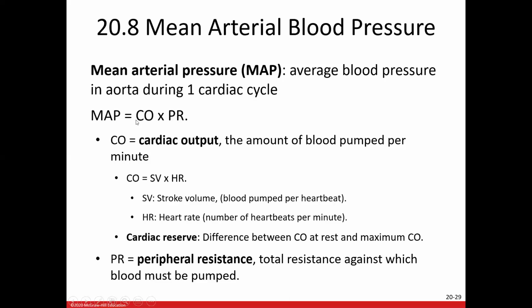So we have a directly proportional relationship. If we increase cardiac output, we increase mean arterial pressure. If we increase peripheral resistance, we increase mean arterial pressure, and vice versa. If either of these drop, then mean arterial pressure drops.